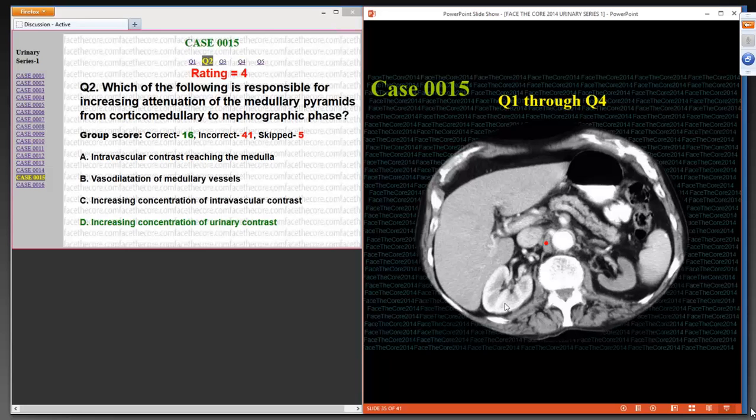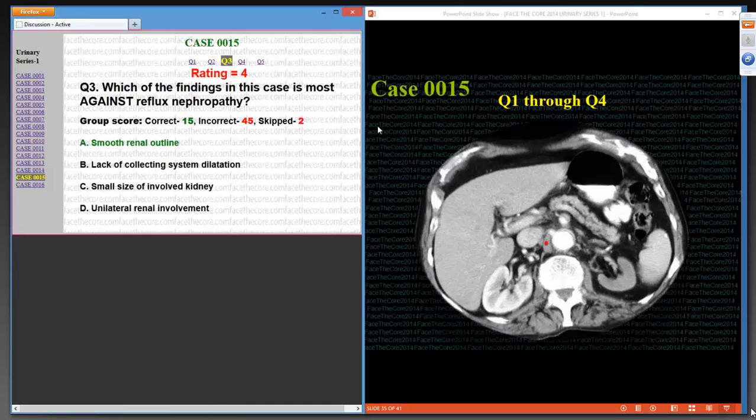The contrast is within the urine in the pyramids, and the concentration has increased to the point where it is the same as the rest of the cortex. That is why in the nephrographic phase you don't see the differentiation. Now if you go further on, delayed nephrographic, right before it begins to excrete, you'll find that these medullary pyramids are actually brighter than the cortex because of the concentration of urinary contrast.